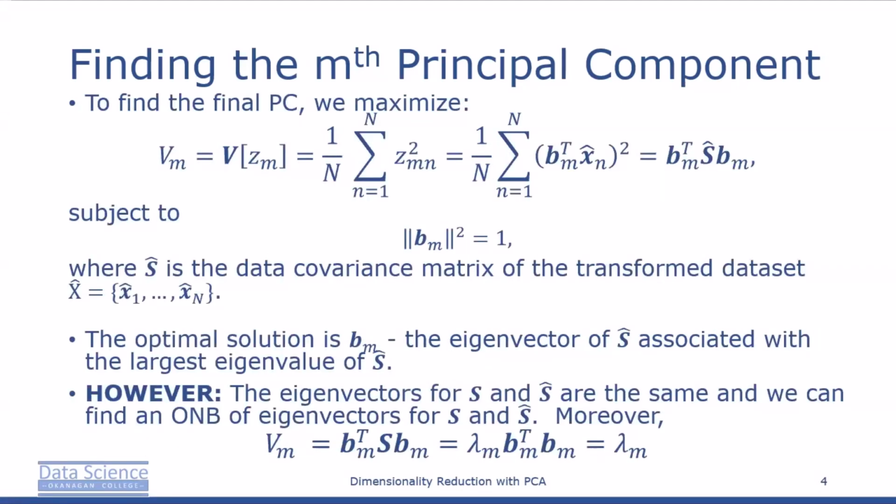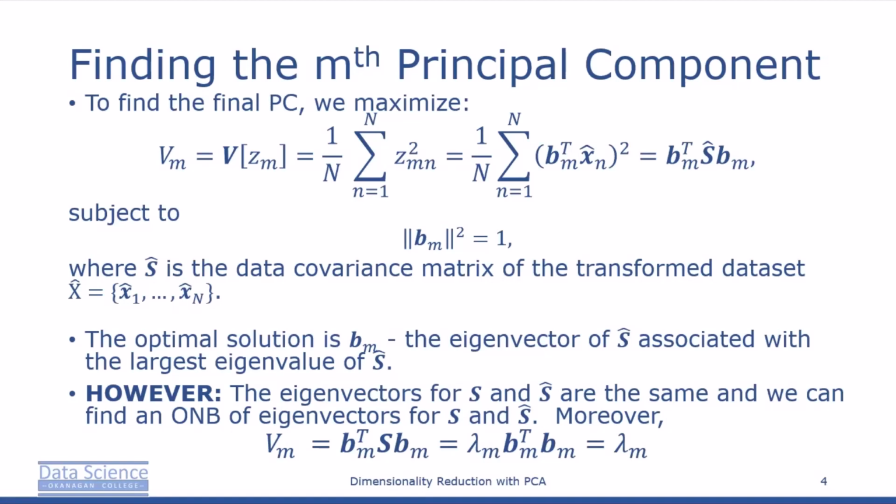To find the mth principal component, we maximize the variance Vm, which is equal to the variance of zm, which is equal to 1 over n times the sum of zmn squared, which is 1 over n times the sum of the bm transpose x hat n squared, which is bm transpose S hat bm, subject to the constraint that the norm of bm squared is equal to 1, where S hat is the data covariance matrix of the transformed data set X hat equals x1 hat through xn hat.